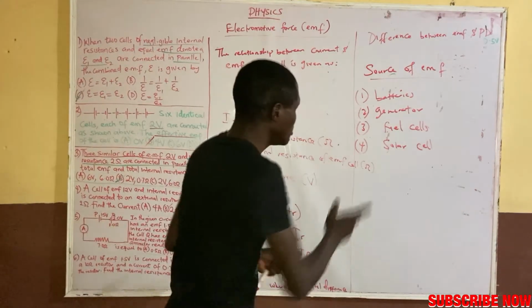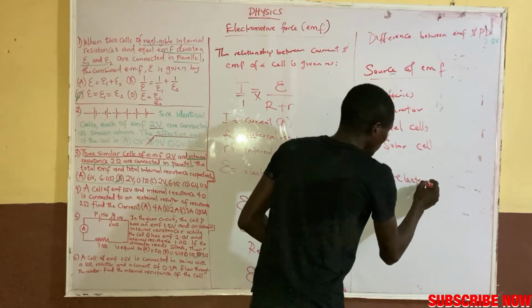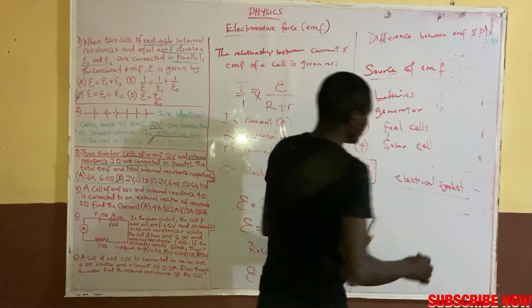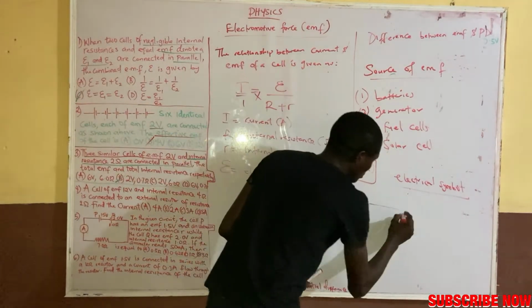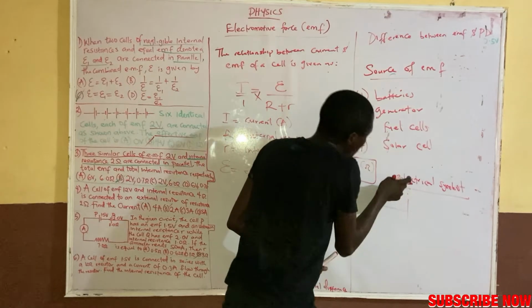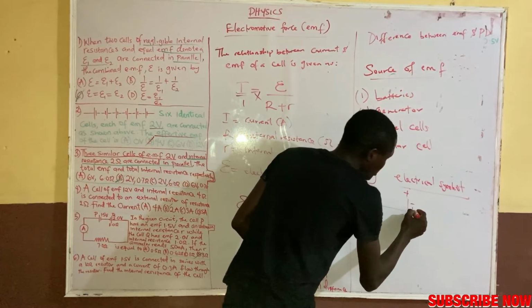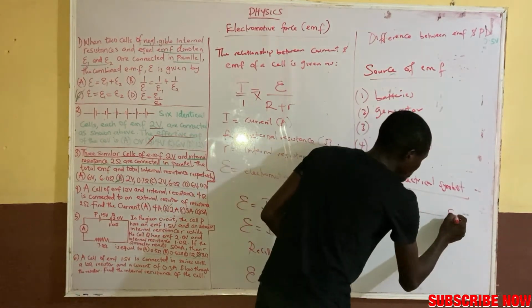And the electrical symbol for EMF is given as well. The electrical symbol is represented by a long positive end and a short negative end. Now this EMF is the EMF of a cell.